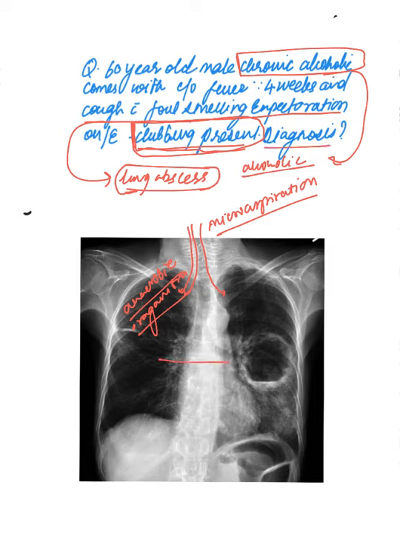And I have also attached a classical X-ray of lung abscess. Here we can see a large cavity, and inside the cavity at the bottom there is a straight line. This is the air fluid level. So the presence of an air fluid level inside a cavity is the hallmark X-ray finding of lung abscess.